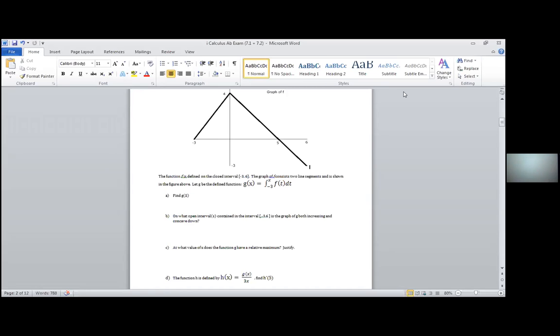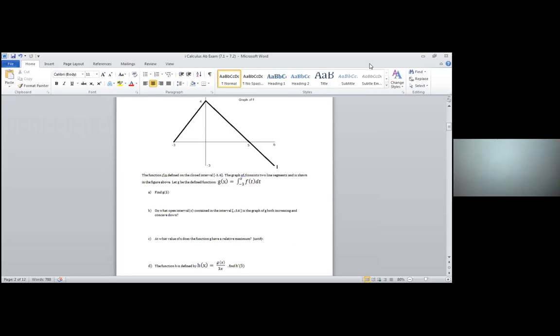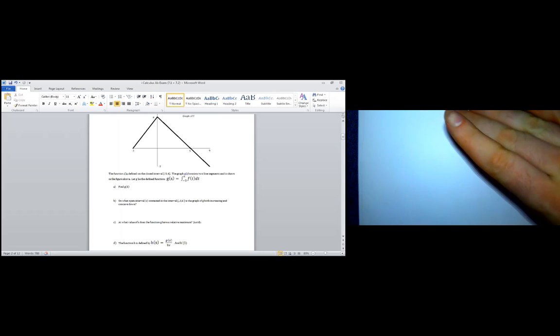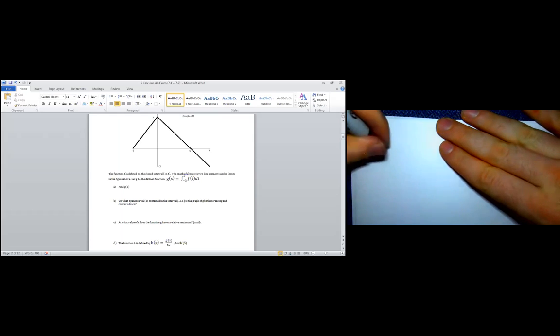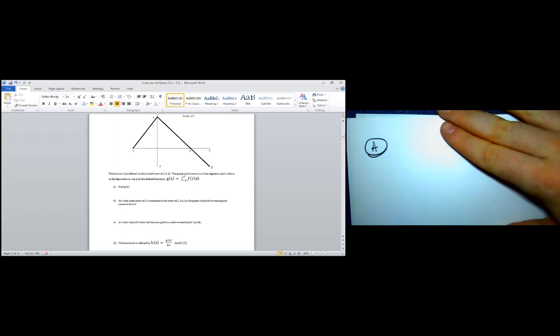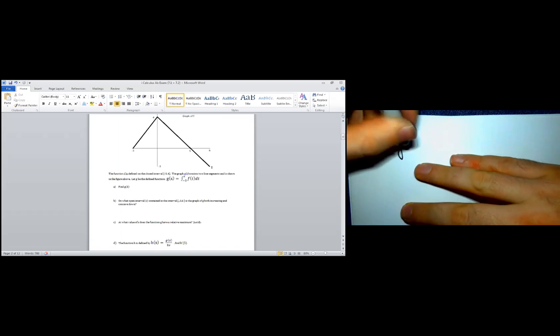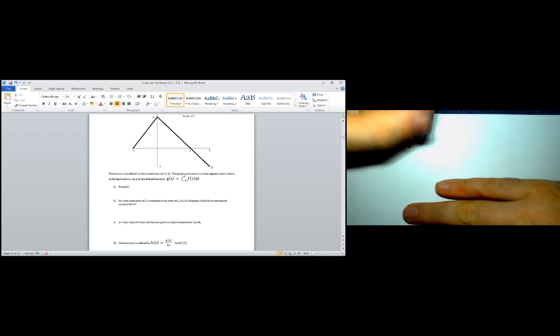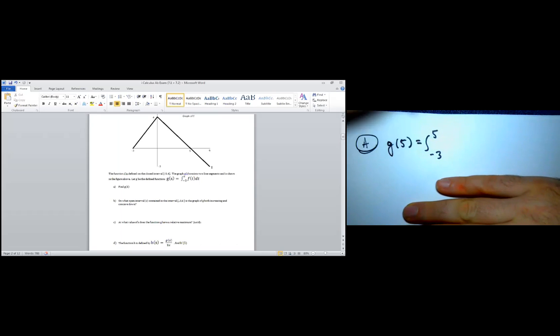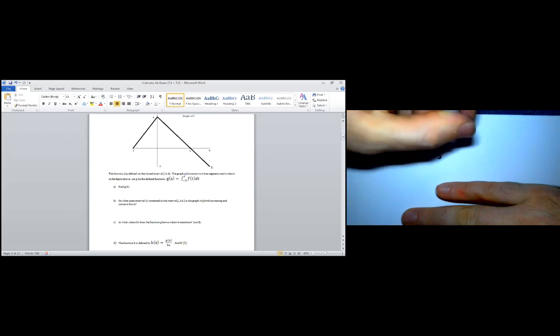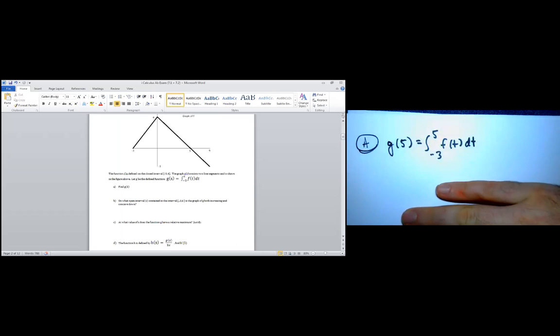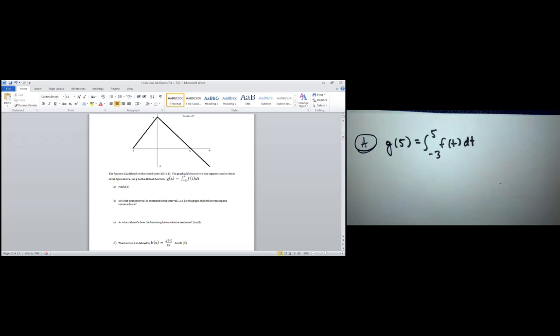Okay, guys, so let's see how we did. So, part A, find G of 5. So remember, free response, we want to write stuff out. We want all the credit that we can get. So, part A, we should be saying G of 5, so lead with what you're working with. G of 5 is equal to the integral from -3 to 5 of f of t dt. Okay, so now all we gotta do is go find it.